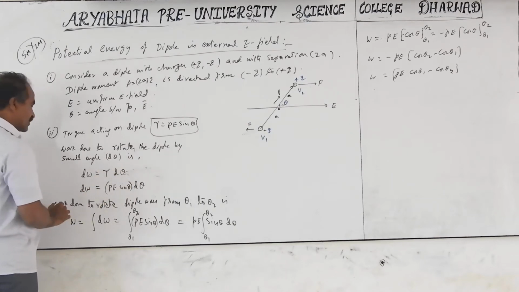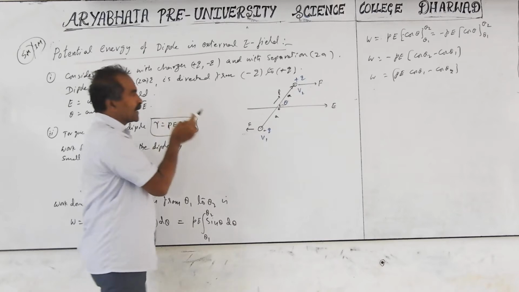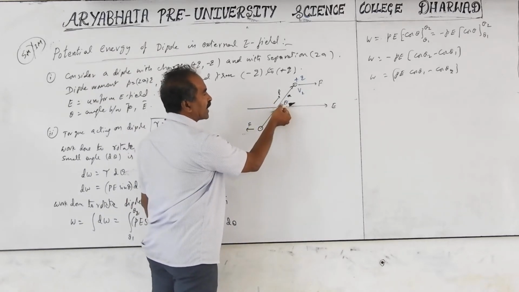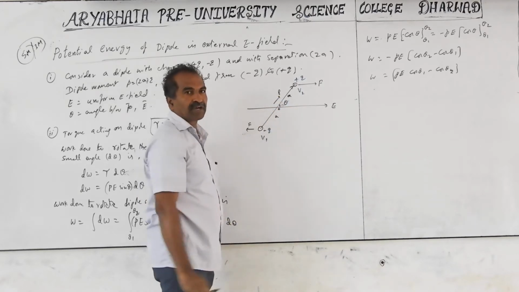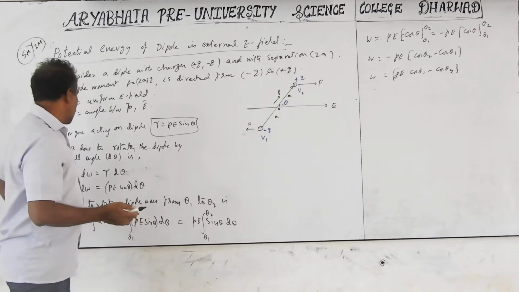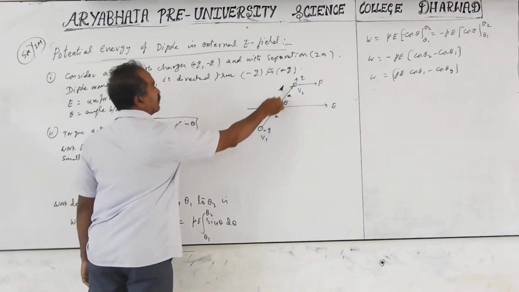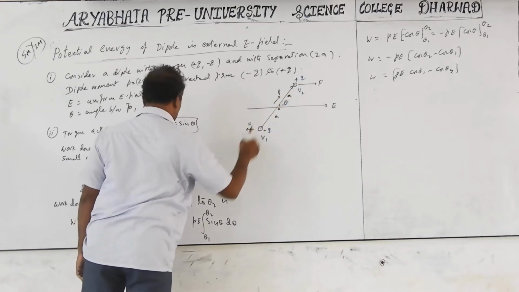But we want to rotate not by the small angle d theta, but by any other angle. The dipole initially was parallel to the field, and we are rotating it by the angle theta, or some other angles theta 1 or theta 2. Different angles we are taking. Then we want to rotate the dipole axis. The dipole axis is along the dipole moment, so minus to plus is the dipole axis.